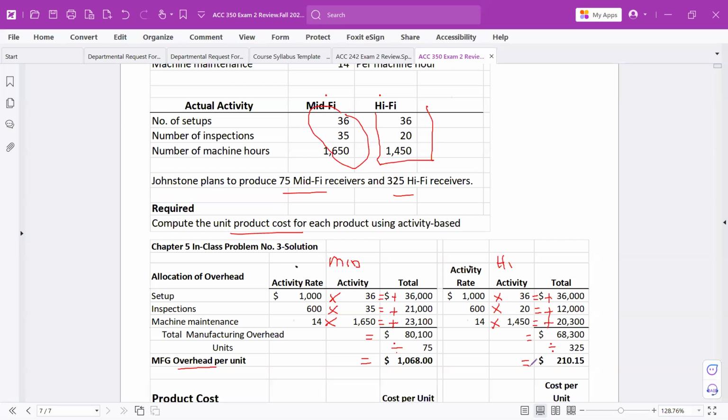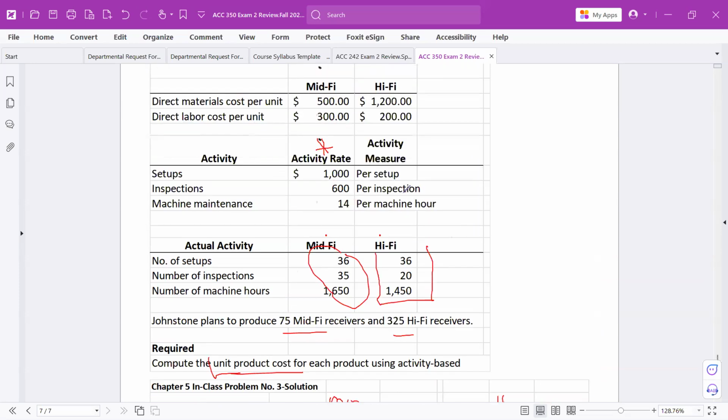So we're not done yet. We just have the overhead piece, right? We use the rates to assign the overhead, came up with total overhead, and then divide by the number of units, and we've got the overhead per unit. But again, what we need is the unit product cost. The unit product cost has three components: materials, labor, and overhead. We only have one of the three. We have the overhead on a per unit basis.